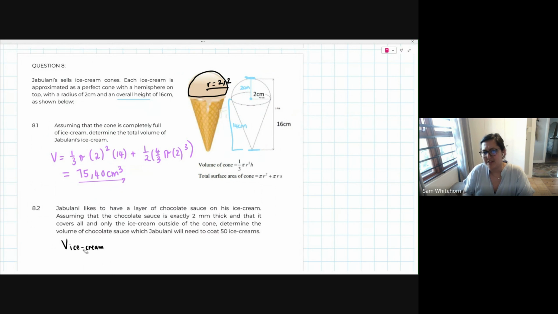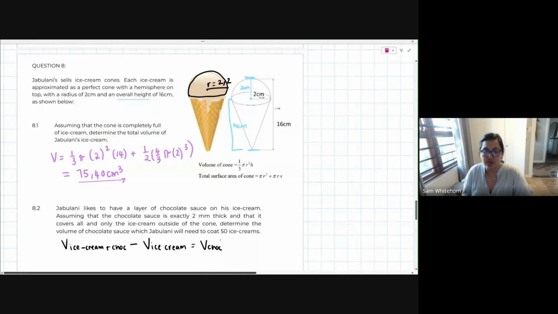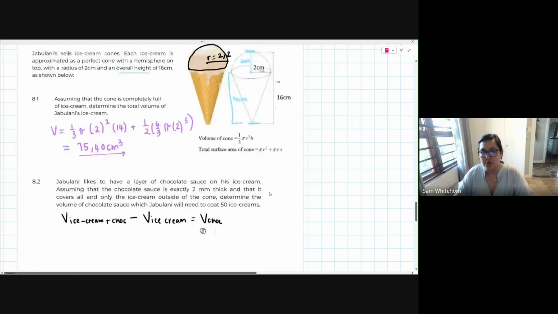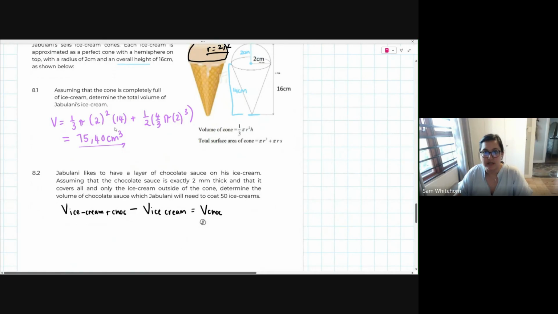Ice cream plus chocolate. And then we'd have to minus the volume of just the ice cream. And that will give us the volume of just the chocolate. And then once we have the volume of just the chocolate for one cone, we would just times that by 50. Now we already have the volume of the ice cream. If you've done it separately in 8.1, you have that information.